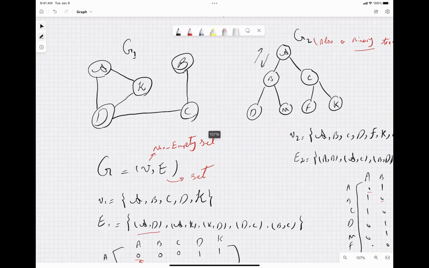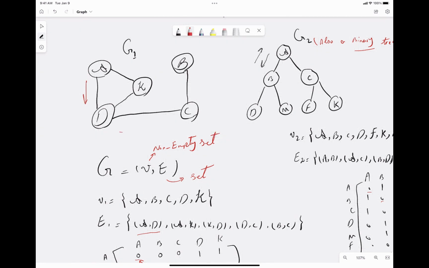So for example, from A to D, and from D to C, and there is C to B. So we can say that there is a path from the node or the vertex A to the vertex or node B. We're passing A to D, and then from D to C, and then from C to B.